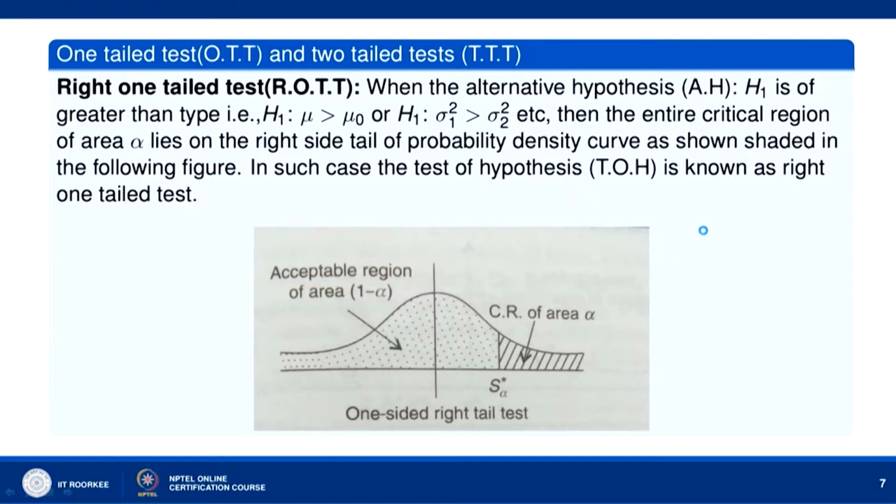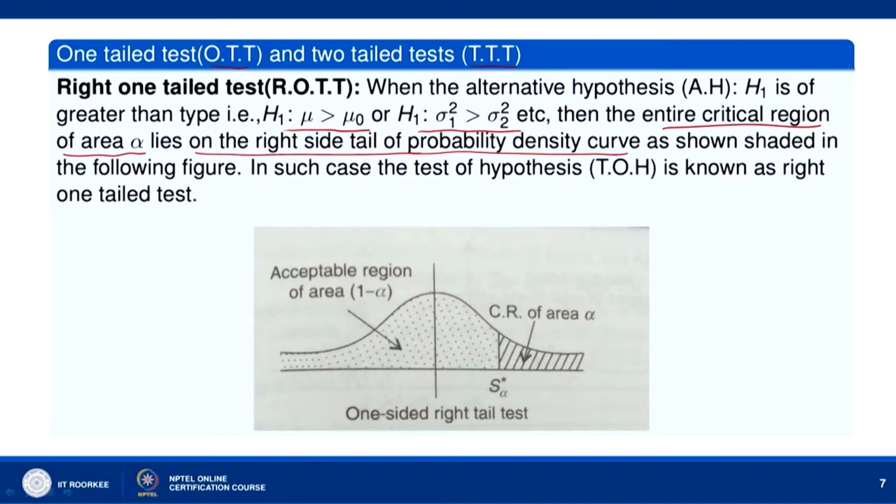In the case of one-tailed test we denote it by OTT, and two-tailed test we denote by TTT. There are two one-tailed tests, right one-tailed test and left one-tailed test. Right one-tailed test is the following: when the alternative hypothesis H1 is of greater than type, mu greater than mu naught or sigma 1 square greater than sigma 2 square, then the entire critical region of area alpha lies on the right side tail of the probability density curve, as shown in the following figure.